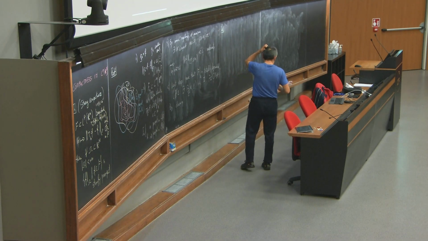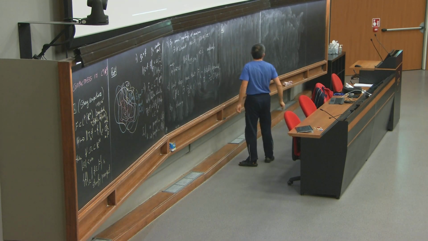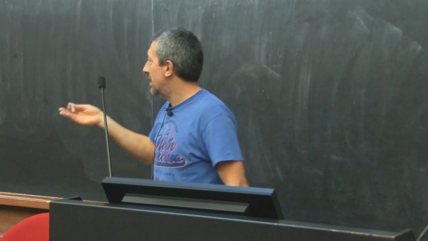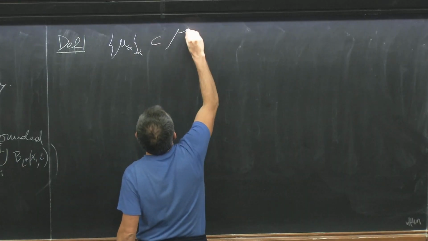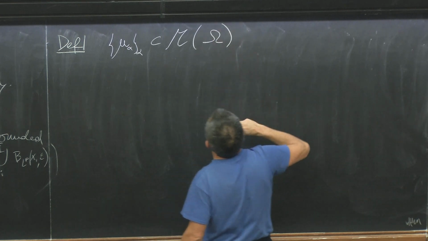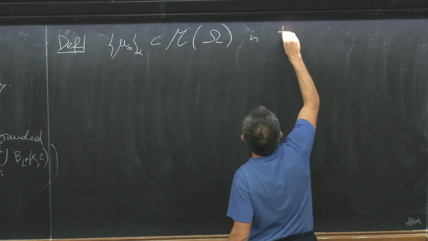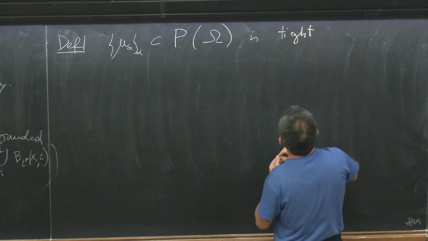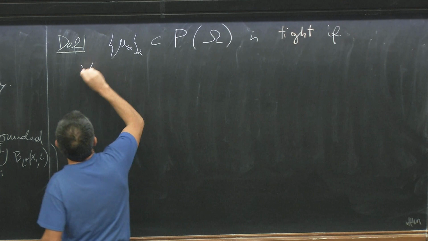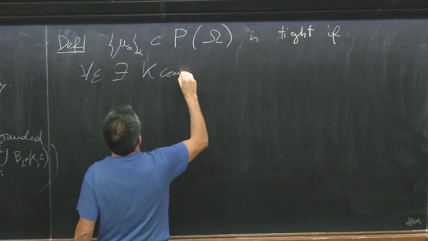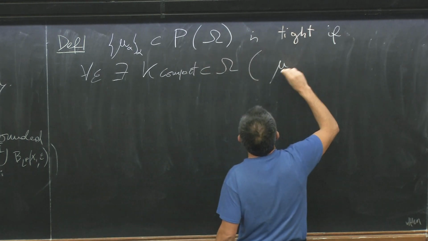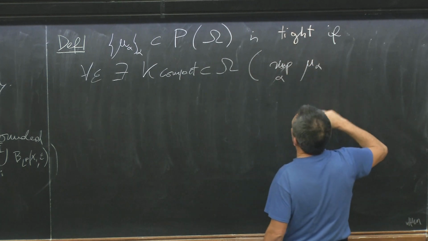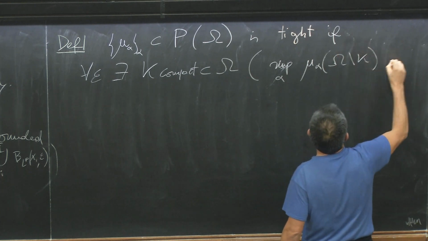Okay, for measures, no. So let's take a measure. Have you seen measures in metric spaces? Well, okay, let's say just in general. Let's say they are bounded, so they take a probability space. A family of measures mu_i is tight if for all epsilon, there exists a compact set K such that the supremum of the measure of omega minus K is less than epsilon.